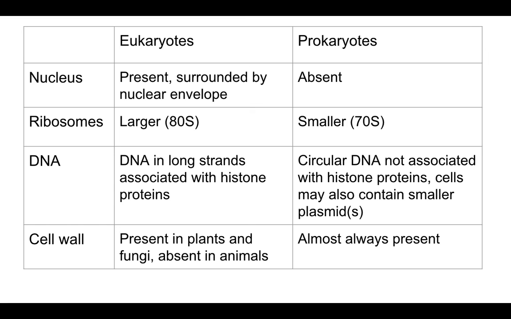In prokaryotes, they have circular DNA that's not associated with histone proteins, and cells may also contain smaller ring-shaped plasmids. Cell walls are present in plants and fungi and absent in animals in the eukaryote category. Prokaryotes almost always have a cell wall, but there are a few exceptions.